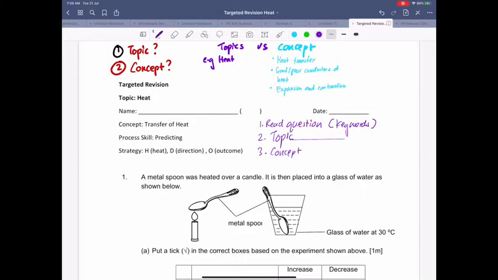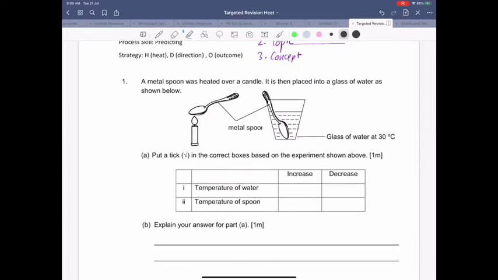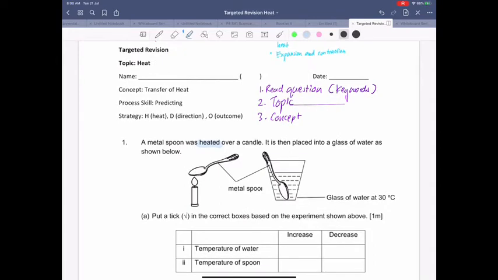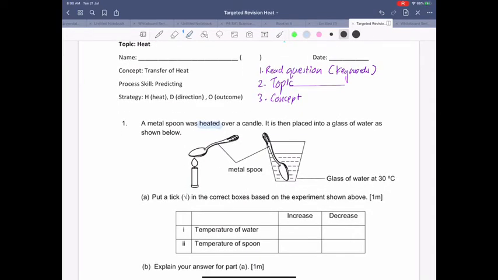So for example, question number 1: a metal spoon was heated over a candle. It is then placed in a glass of water as shown below. They show you a diagram, and then ask you to put a tick in the correct boxes based on the experiment shown above, and then explain your answer. Straight off, I see words like heated. This tells me that the topic should be heat, which I'm not going to write down because this whole paper is about heat.